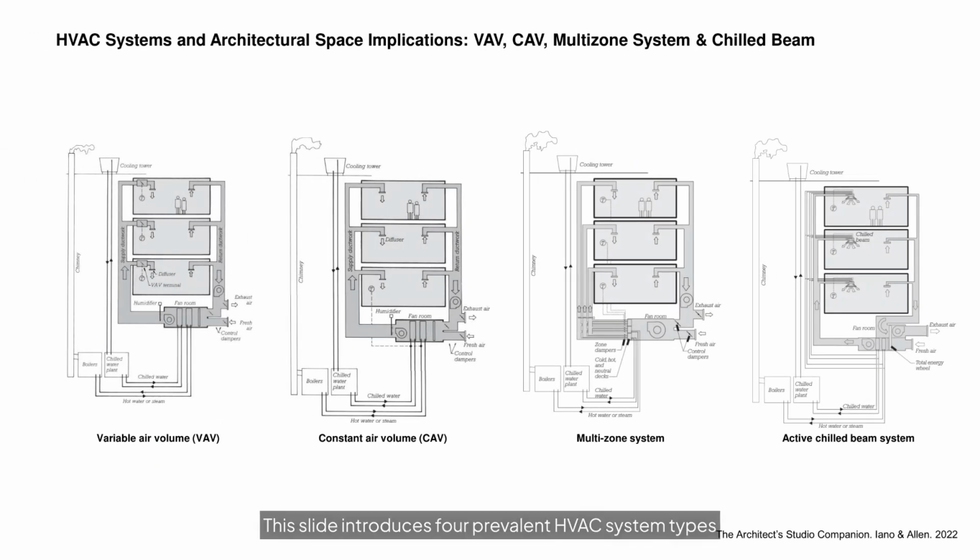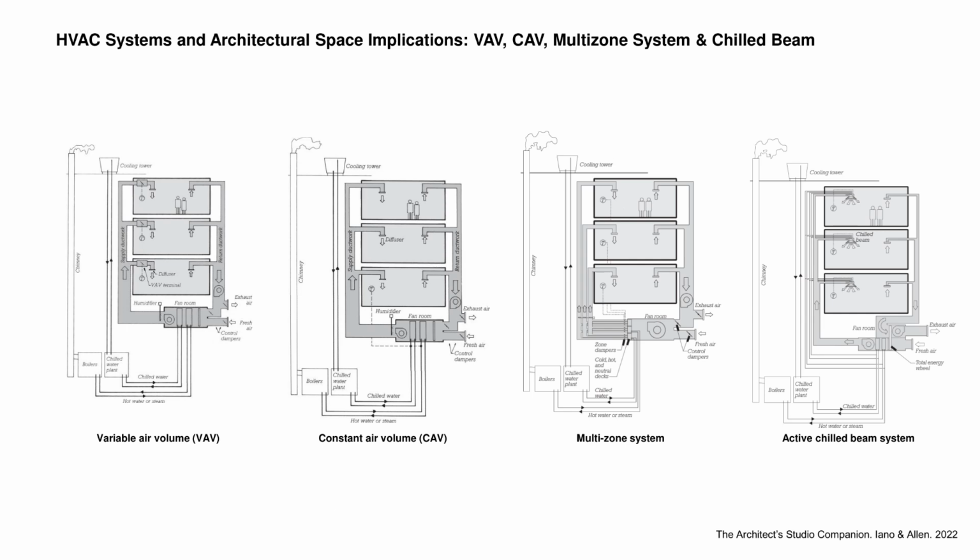This slide introduces 4 prevalent HVAC system types and their architectural space implications: variable air volume, VAV, constant air volume, CAV, multi-zone systems, and active chilled beam systems. Typically, a large building incorporates the VAV with reheat as a default system according to ASHRAE requirements. Each of these is a distinct approach to distributing heating and cooling in a building.